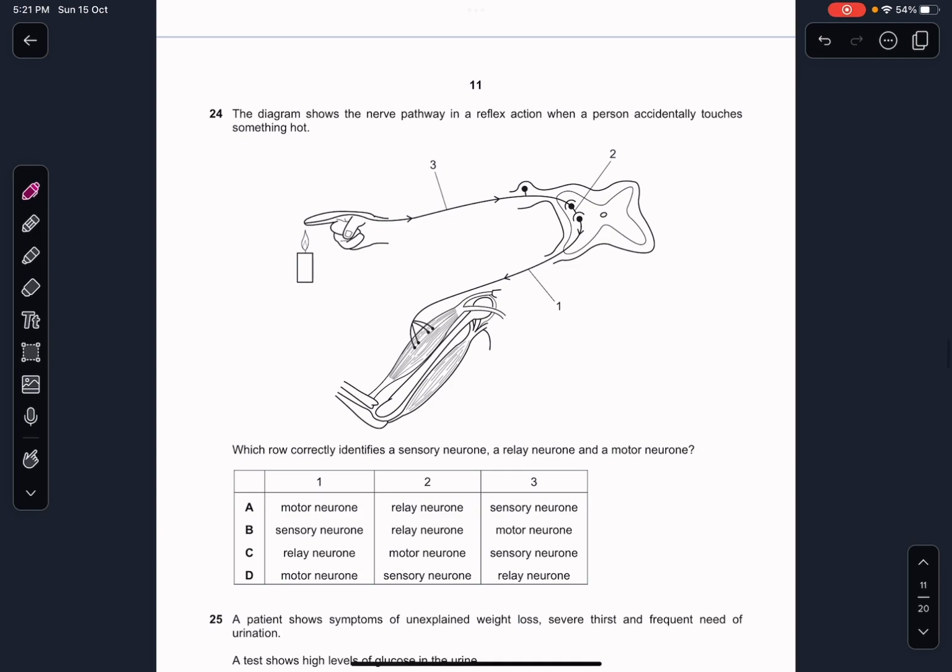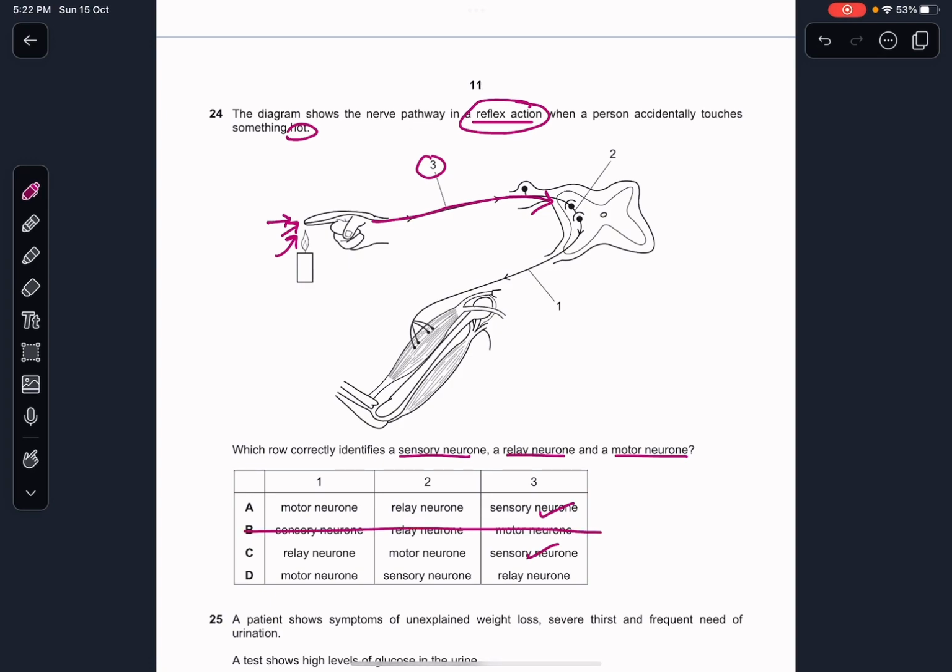The diagram shows a nerve pathway in a reflex action when a person accidentally touches something hot. Which row correctly identifies the sensory, relay neuron and the motor neuron? Now, number 1 is this one, but we're going to go backwards, since it is a reflex action and sensation is involved, right? So 3 would be getting the warm or hot sensations from the candle. So 3 would be the sensory neuron that is going to carry the sensation to the spinal cord.